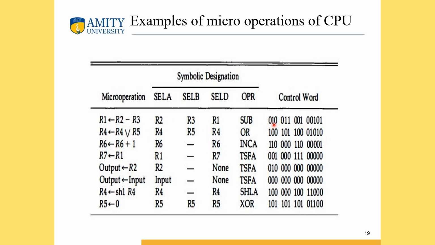So if the control word is 010, that refers to select A being register 2, hence the bus A has register 2, and 011 has register 3 in bus B. Our destination is 001, that means the first register is the destination, and 00101 is the control OPR code for arithmetic subtraction. Hence, we can say that R3 is subtracted from R2 and the result is stored in R1. Similarly, the entire table shows different operations that can be used as examples for the working of the CPU system.